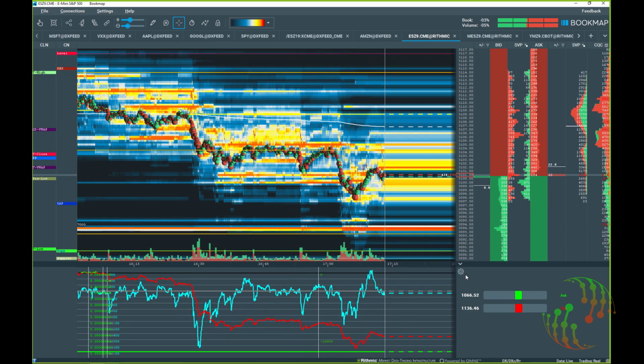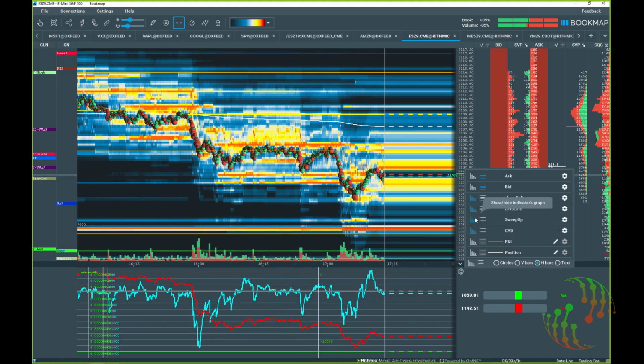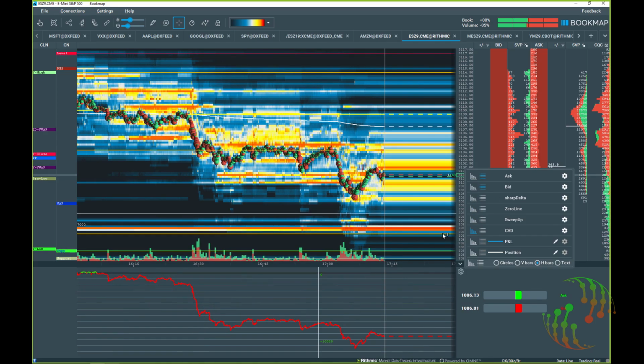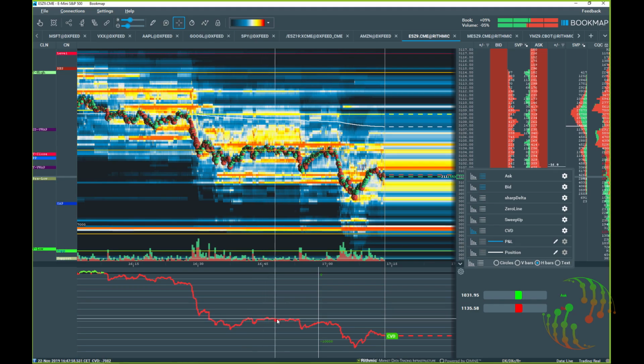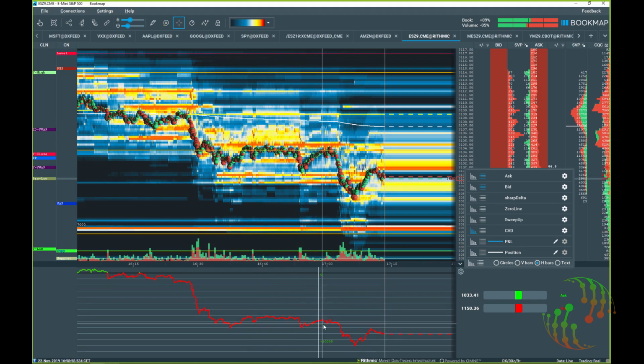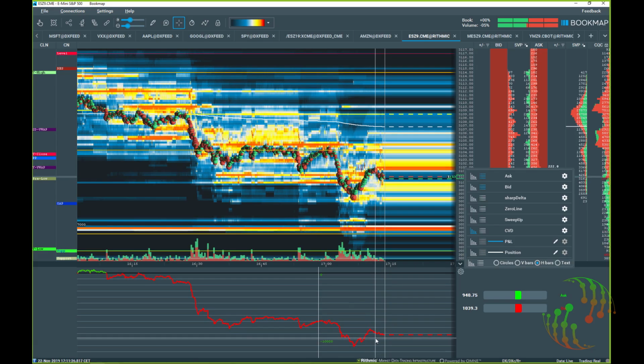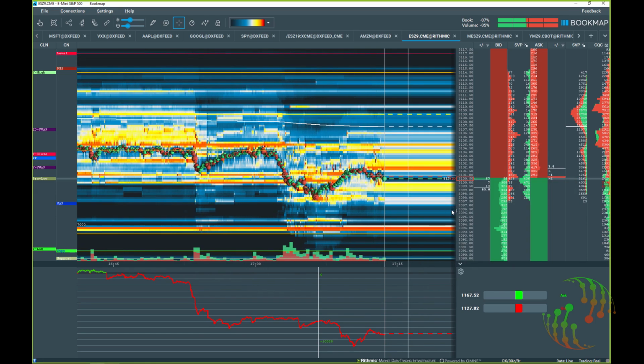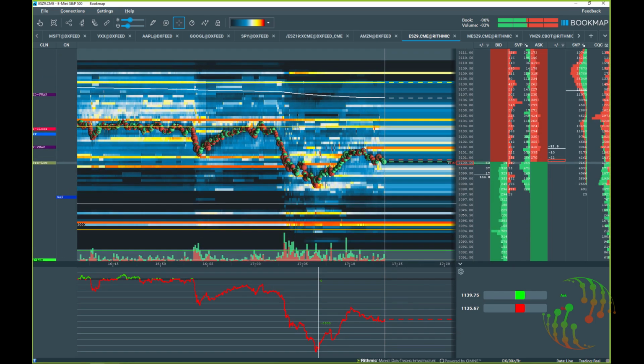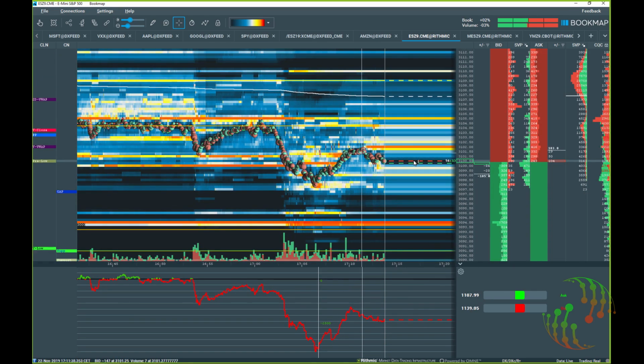Let me show you only the CVD here. So this is the CVD, the cumulative volume delta. And this is the very basic one, because it is based on simple calculations of buying minus selling. By the way, what was this one trade? What kind of trade was this here?